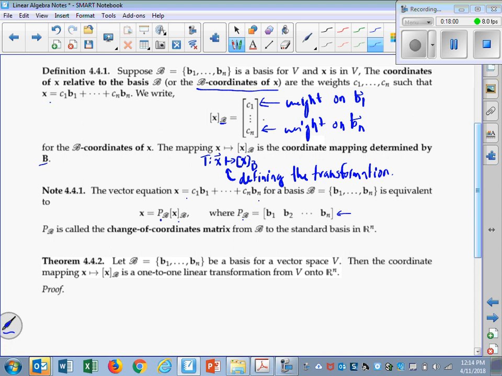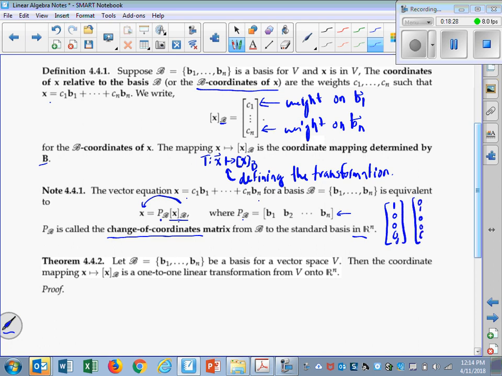And what this does is it changes the coordinate system. It changes the coordinates of the vector, the b coordinates vector, that's x sub b here, back into standard coordinates. So the standard basis for Rn is what we're used to, 1 in the first position, 1 in the second position. So we have a bunch of, these are the standard basis.